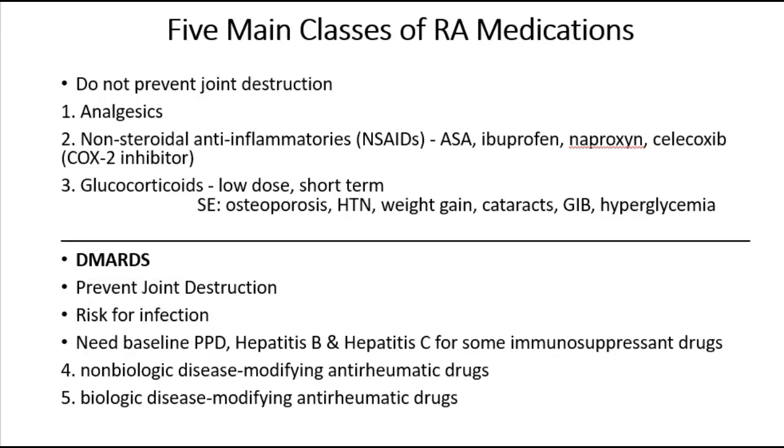So we use the ones up top for pain and the ones down below to kind of stop the progression of the disease or slow it down, may not stop it. And under those DMARDs, we have two different classes. We have our non-biologics and we have our biologics. So I'll take a moment, reflect on this slide, and then we'll talk about some more of the medications.